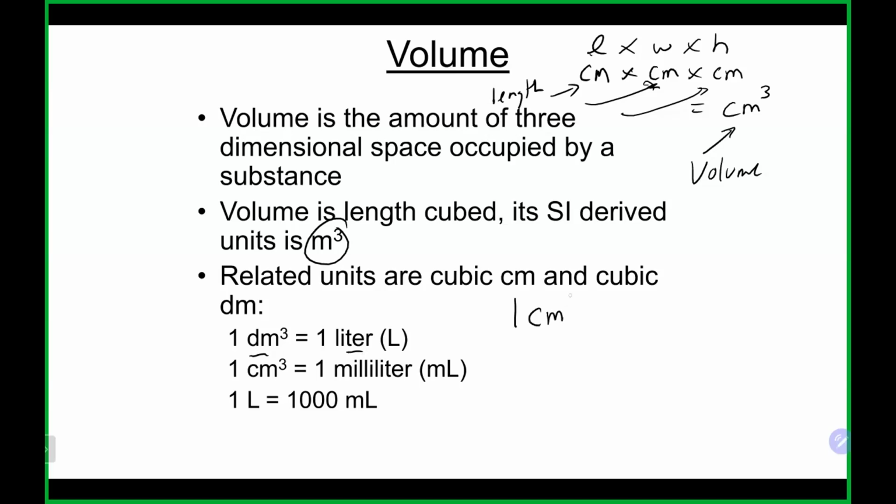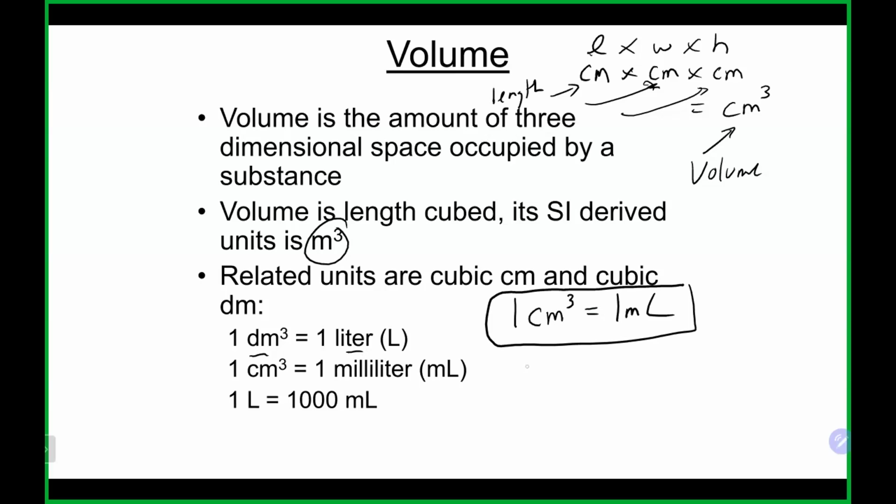1 cubic centimeter is the same as 1 milliliter. That definitely is something that you should know. It is used a lot in chemistry. Sometimes we roll with cubic centimeters, sometimes we roll with milliliters. And again, it's a one-to-one conversion between them, and it is basically the same.